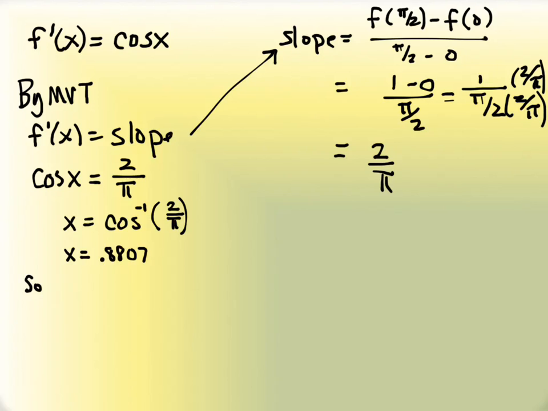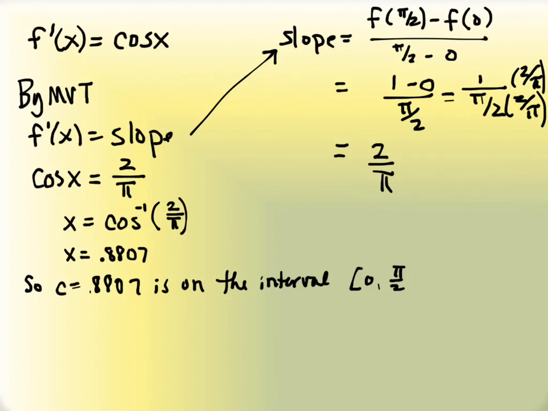Just as a reference point, remember our interval. They actually will call this C. So C equals 0.8807 is on the interval from 0 to pi halves. Roughly, what is pi over 2? Do you know? Right, 1.57 is good enough. I just want you to see for sure that that 0.88 really is between those values. You guys see that, right? It really is between those values.